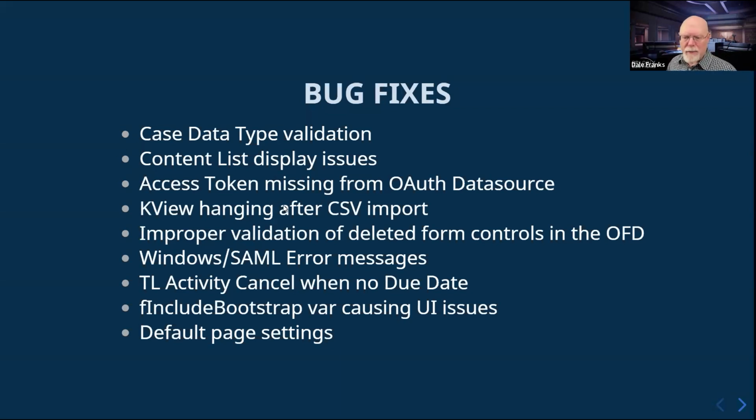The OAuth data source. This was a really simple one. We misspelled a text string, and because we did so, if you were trying to create an OAuth data source, the access token field simply wouldn't display on the form when you selected the OAuth data source. And if you know anything about OAuth data sources, the access token is kind of important. So we fixed that tiny syntax error, and the access token is now back for the OAuth data source.